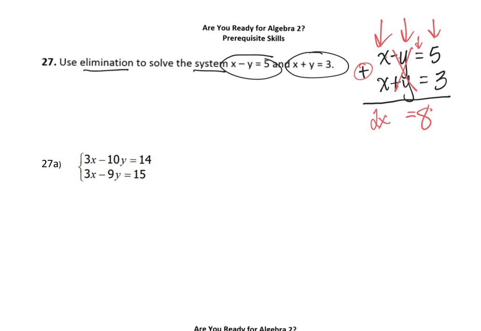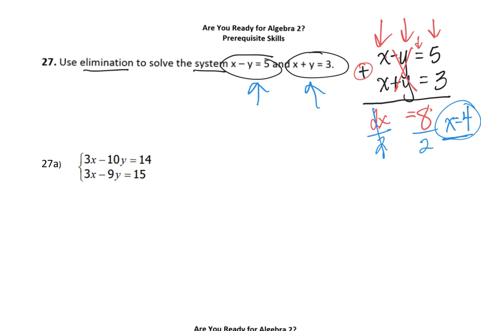We can get an answer for x at this point just by dividing both sides by 2, and we get x equals 4. Now that we know one of our values, we can substitute this value into either of these 2 equations to get an answer for y. And the awesome thing is, it doesn't matter which one we plug them into, they will both yield us the same answer for y. It's pretty awesome.